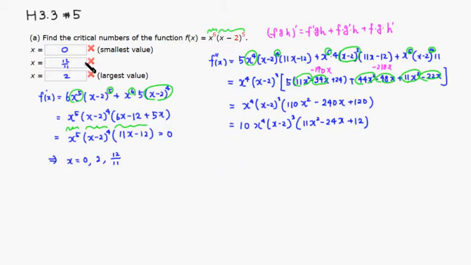Alright, but you notice that if you plug in 0, that's going to be 0. So the second derivative test is inconclusive. And also x equals 2, it's inconclusive. So the only interesting one would be the 12 over 11. So 12 over 11. Right? We're just interested in the sign.